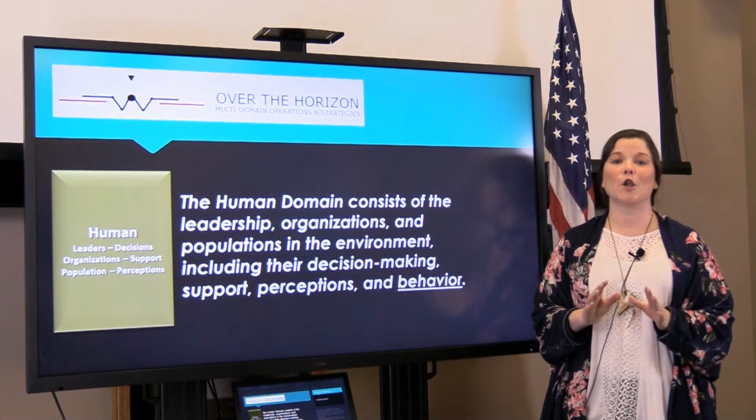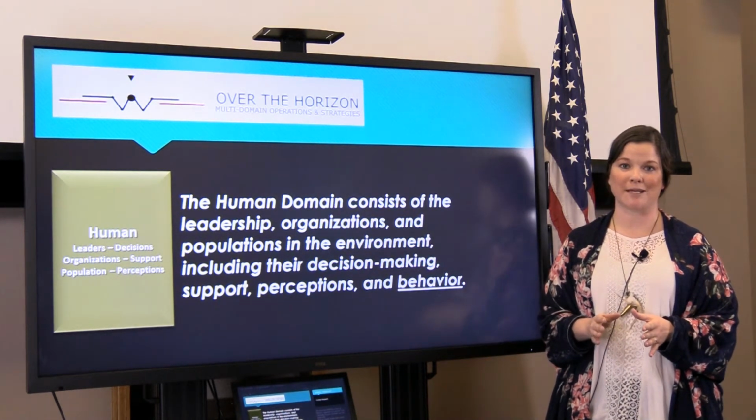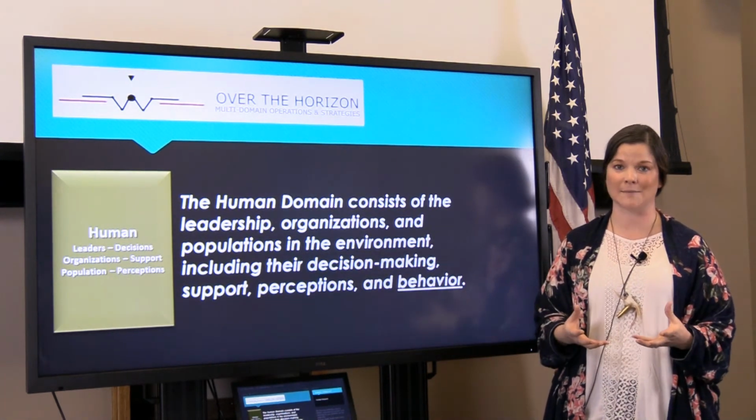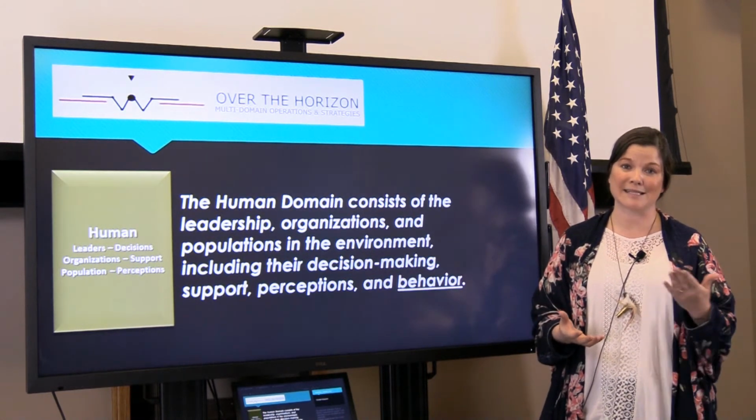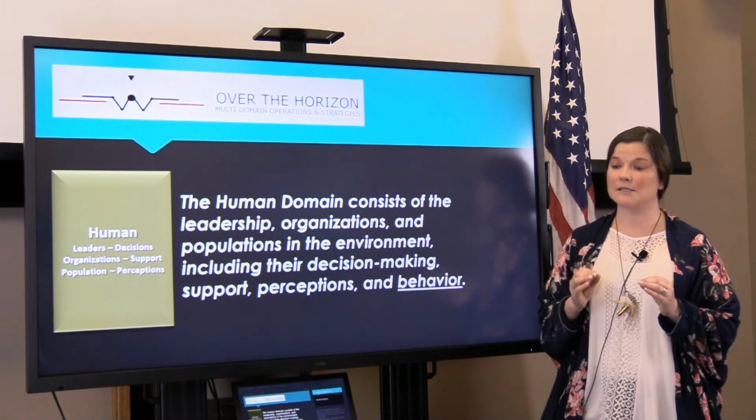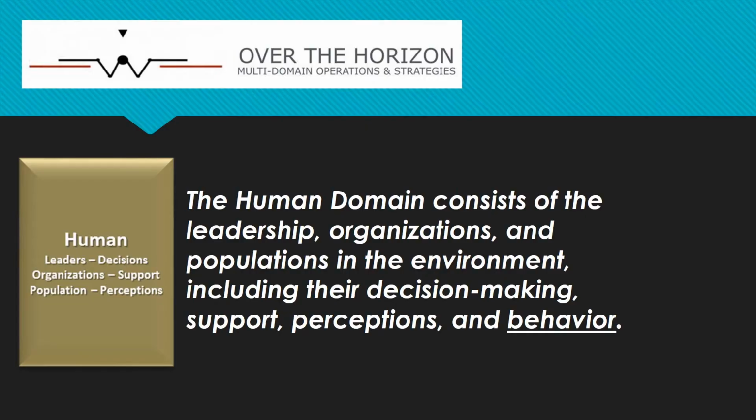There is no joint definition of the human domain. We have no structured concept, no taxonomy, even though it is a critically important domain, as I just discussed. So let's start with the most basic element of that, a definition. The human domain, as I mentioned, is broken down into leadership, organizations, and populations. When looking at these 3 elements, we want to look at their perceptions, their decision-making behavior, what support they need to receive, and ultimately, behavior.